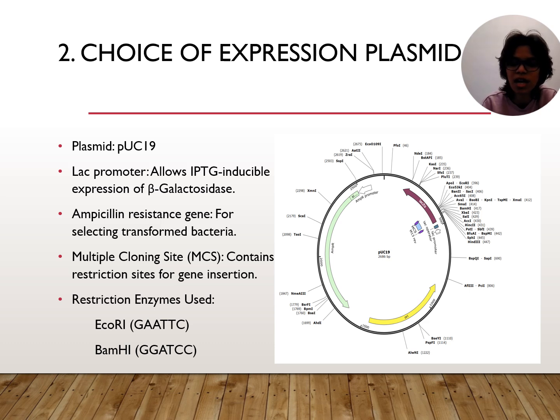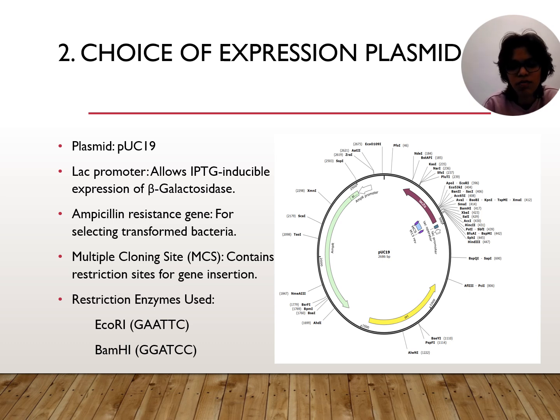Then coming to the plasmid, which I have chosen is pUC19, which also acts as a vector. The lac promoter allows IPTG to induce expression of beta-galactosidase. IPTG is a chemical compound used to induce gene expression in lac-based systems. Then the ampicillin resistance gene is for selecting transformed bacteria. It has multiple cloning sites and has restriction enzymes for the selected gene.